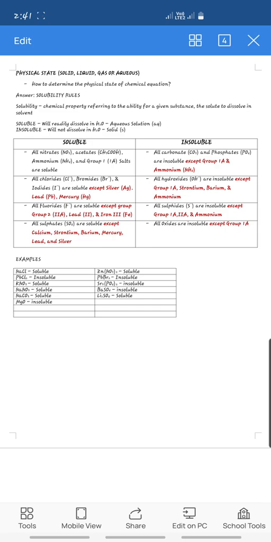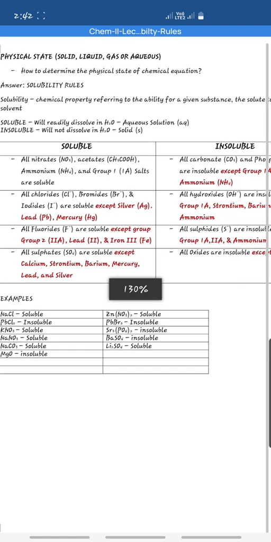You just have to familiarize yourself with which elements are soluble and which are insoluble. It is constant and factual, so it cannot be changed or replaced from what is in the table. Meaning to say, that kind of element is soluble and that kind is insoluble. So let's now start on knowing the physical state, which is solid, liquid, gas, or aqueous.